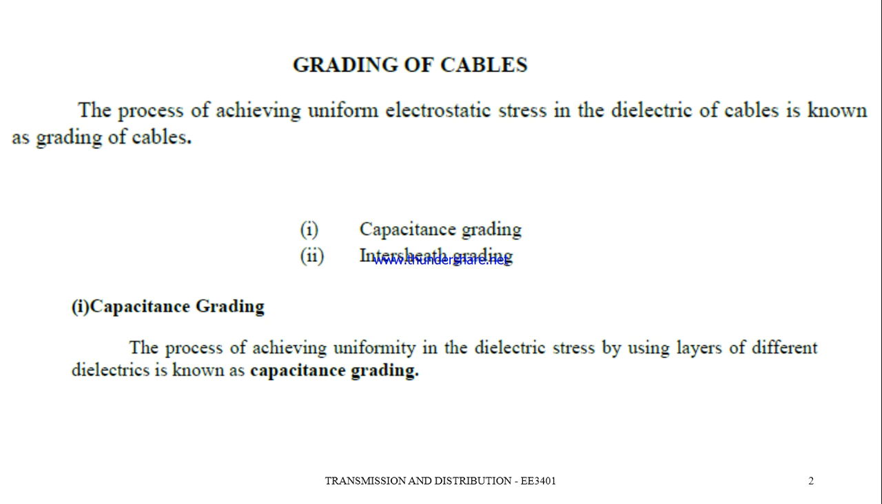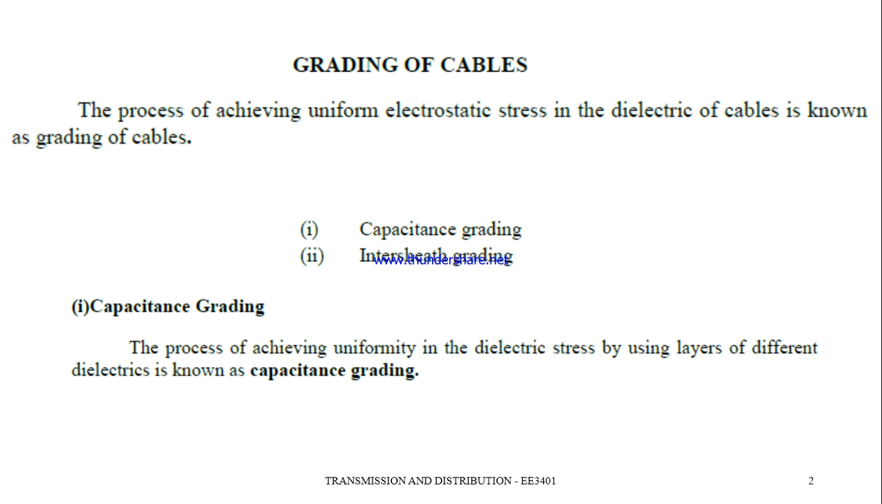What are we going to do in grading? We are going to have different layers of dielectrics, which may be uniform or non-uniform. This is what we are going to discuss in this lecture. The first type is capacitance grading. The other one is the intersheath grading. So let us have the capacitance grading first.